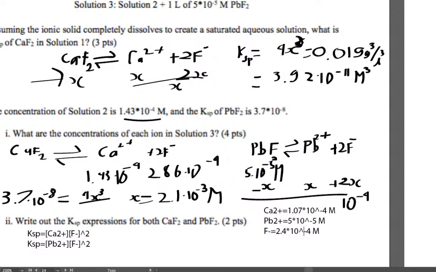And then for the lead, we just calculated that to be 5 times 10 to the power negative 5 molar. That is for 1 mole. And so yeah.